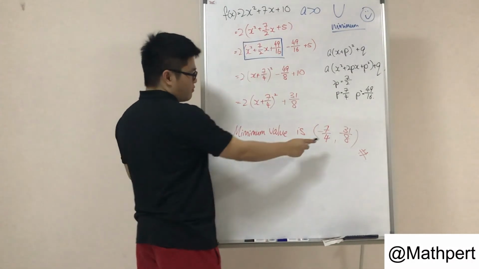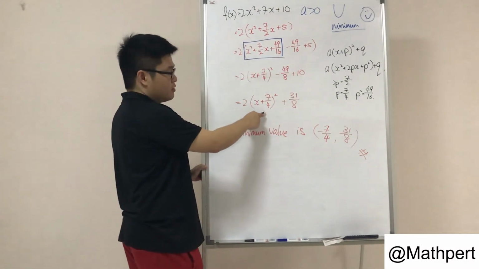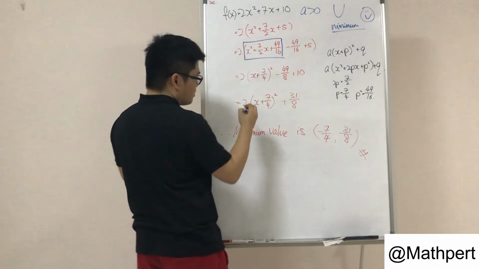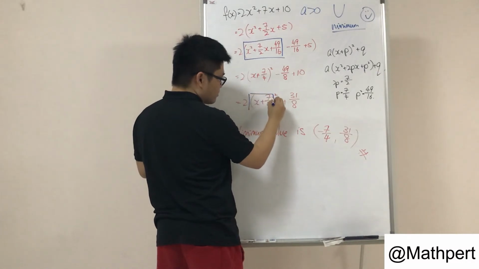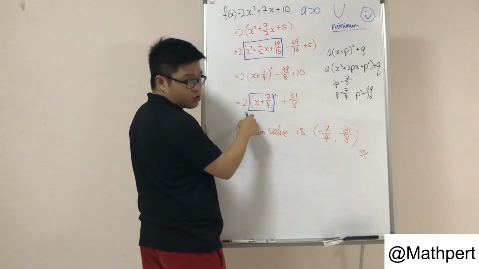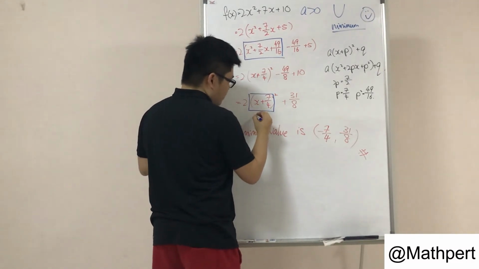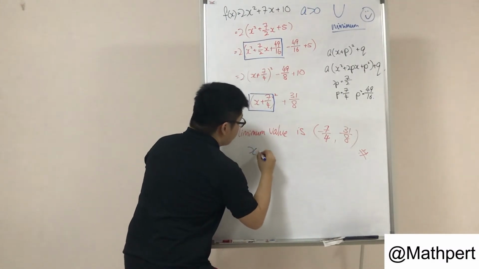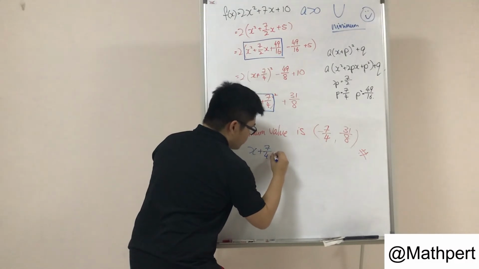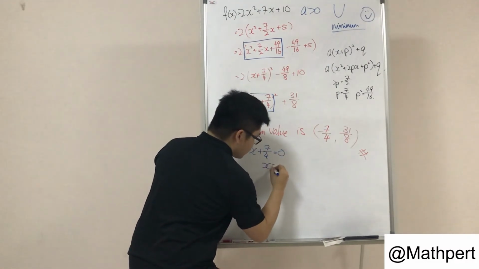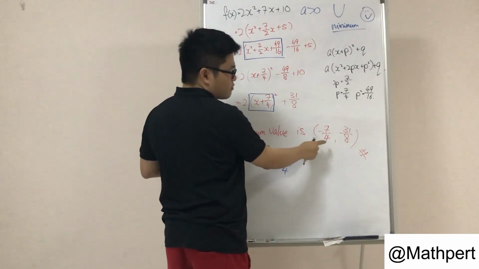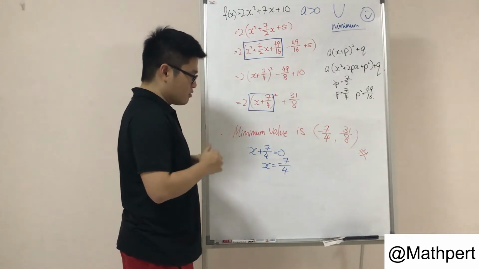Okay, why negative? But here we have positive. This is because this one needs to become 0. And it's actually x plus 7 over 4 equals to 0, meaning x is equal to negative 7 over 4. This is how we get negative 7 over 4.